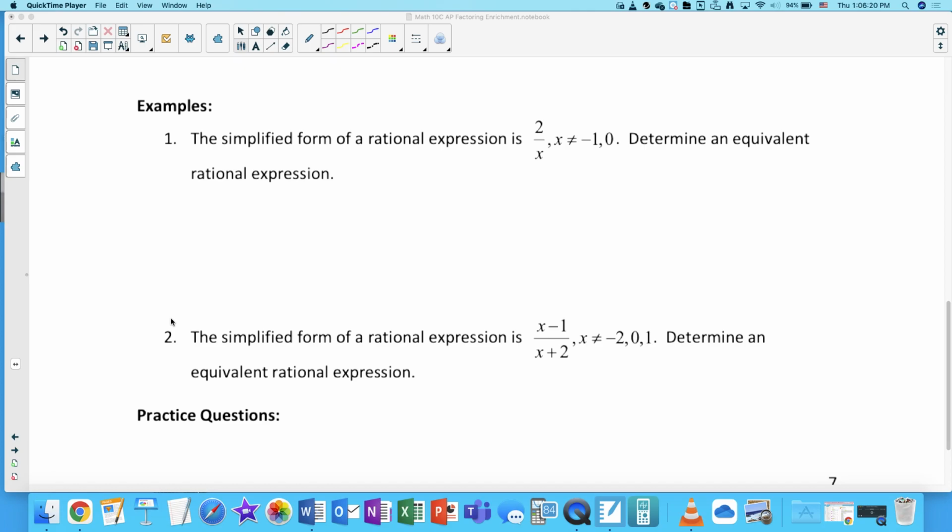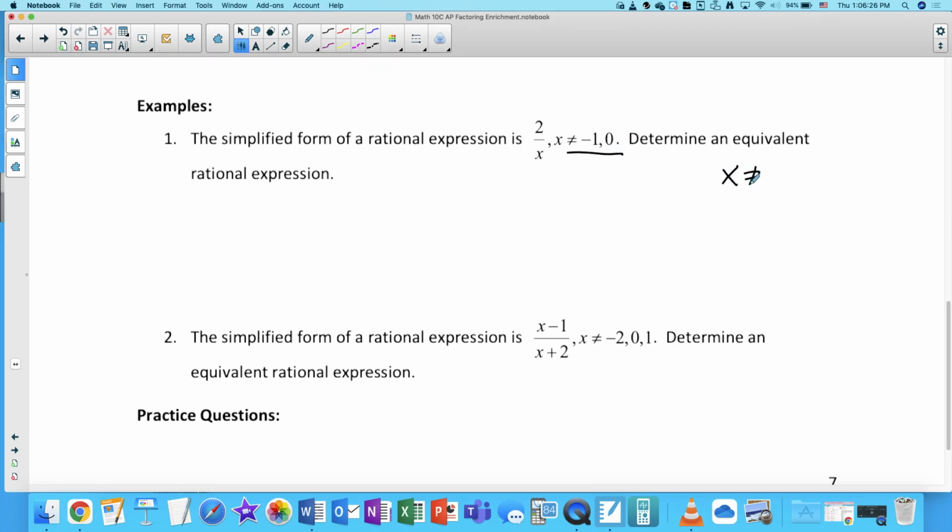This used to be something else, and then that something else got simplified, and this is what was left. Okay, now the original expression had these non-permissible values. So if x cannot equal 0, what would you have to see in the denominator to create that non-permissible value? What factor would you have to see in the denominator? I heard someone say it. Yeah, x. You'd have to have a factor of x in the denominator.